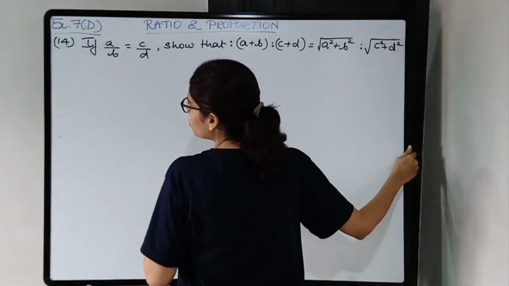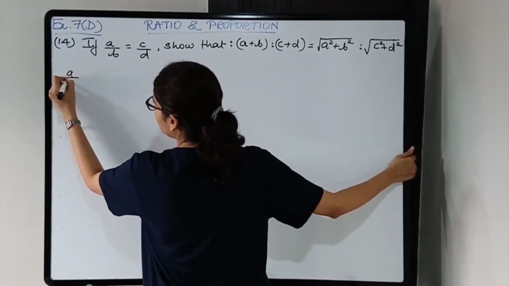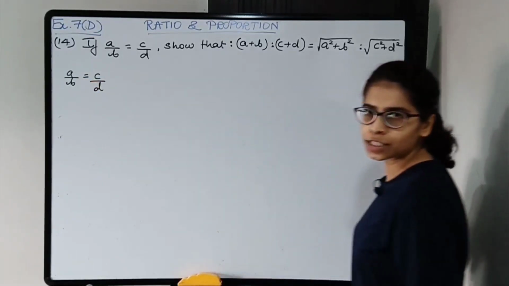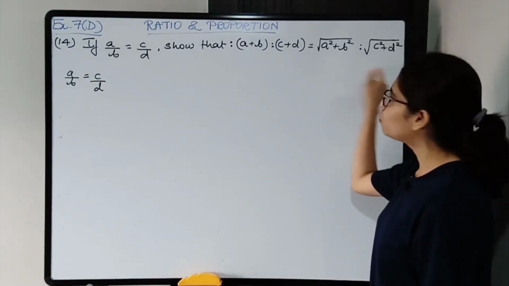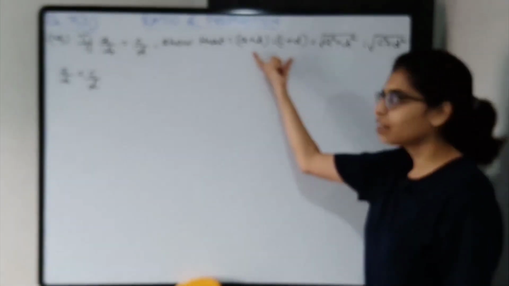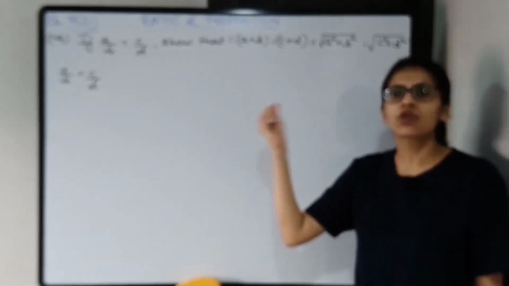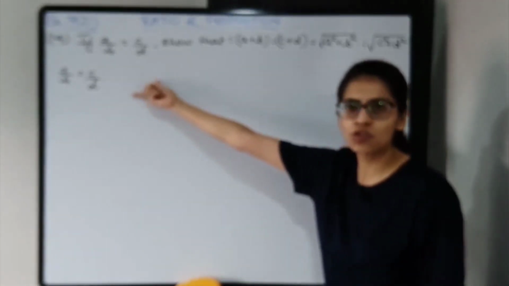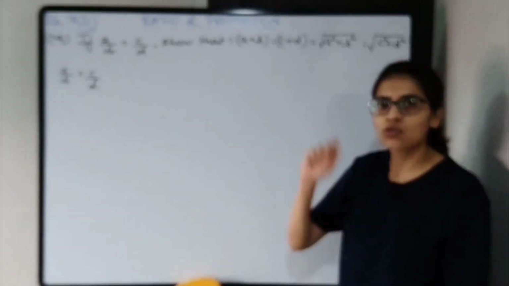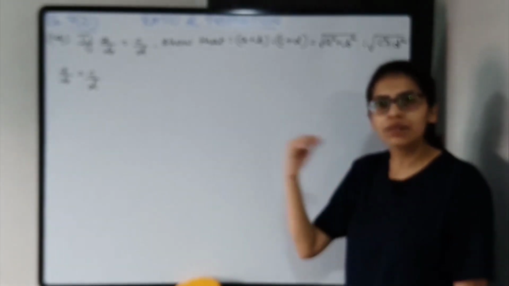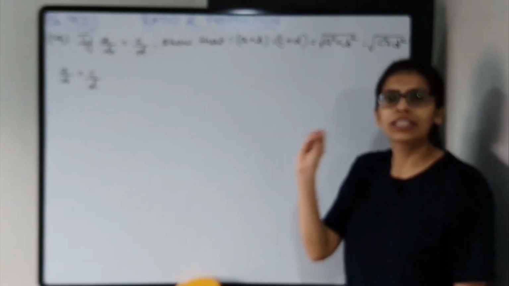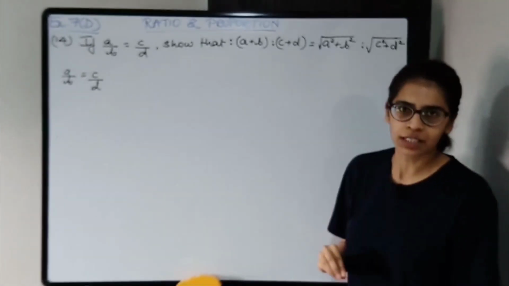This is the given information. So a upon b is equal to c upon d. This is given. Now we need to prove this. So first we'll consider LHS. For proving sums, always write down the given information, then to prove, and then start with the proof. Always. So for previous sums also, all the sums that we have done so far, for all the sums, please write down the given, then to prove, and then start with the solution.